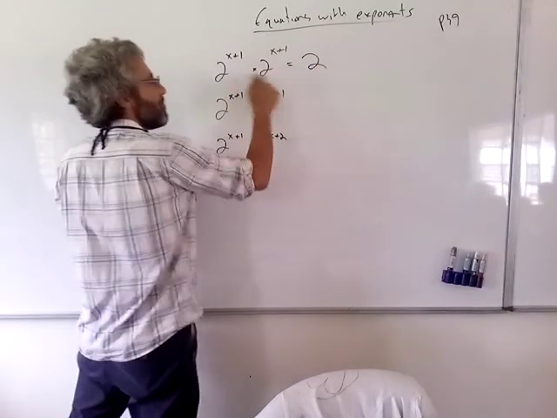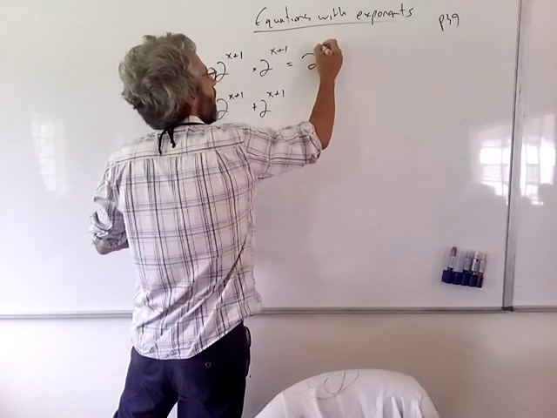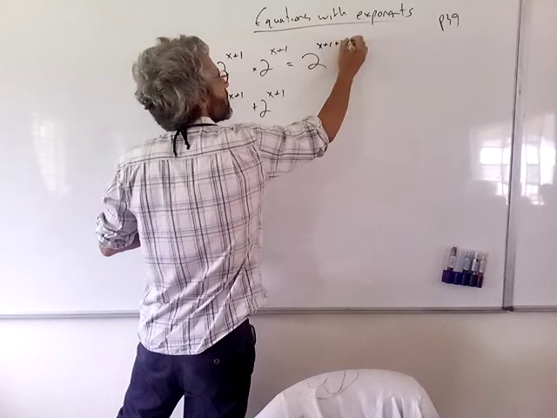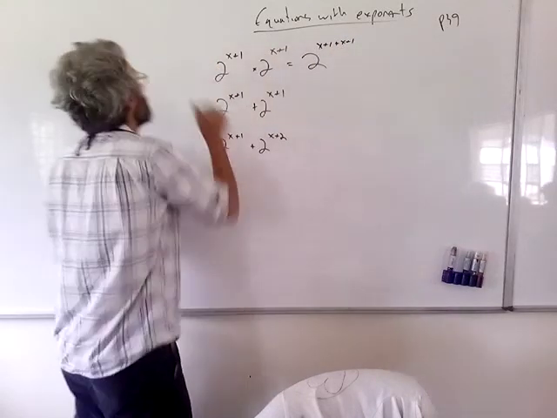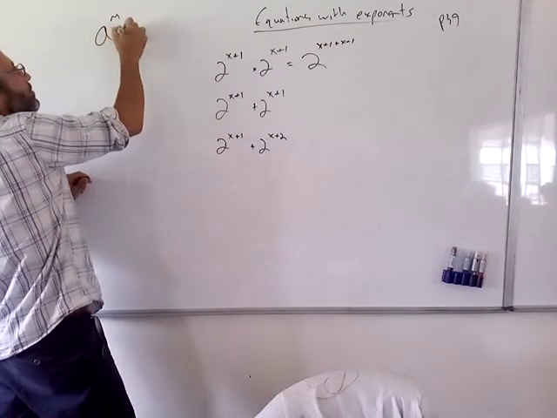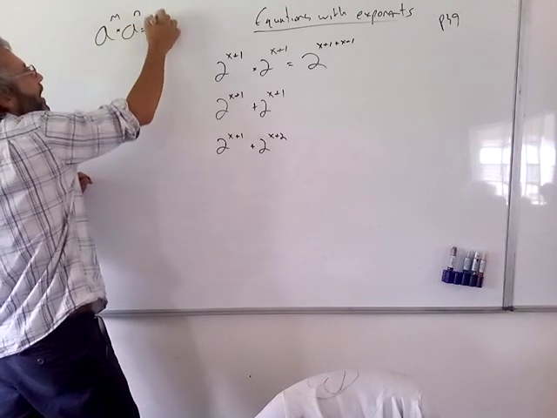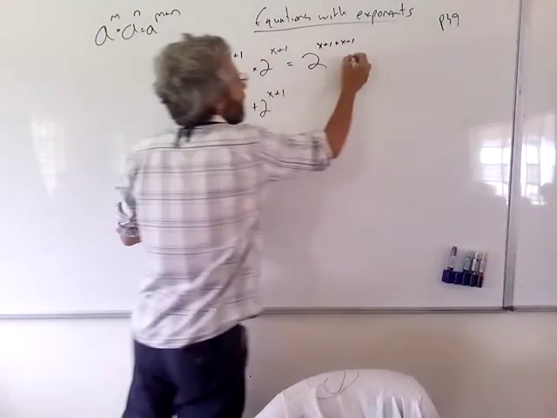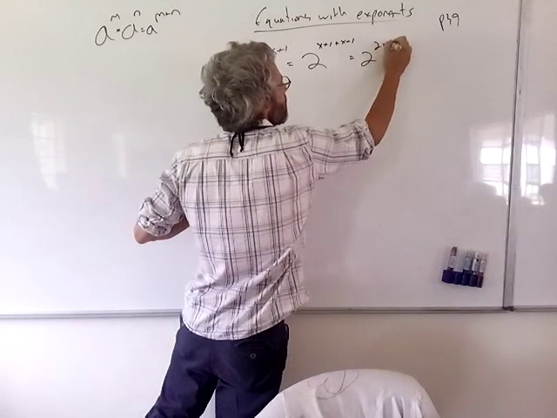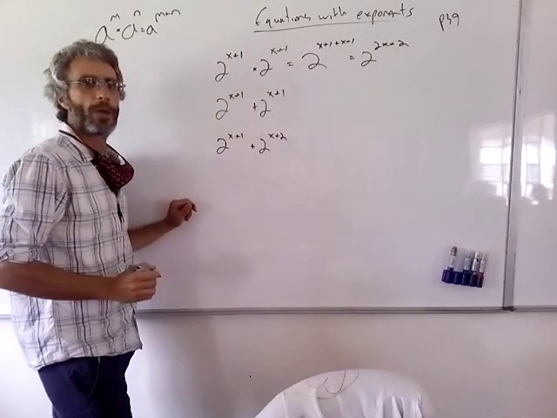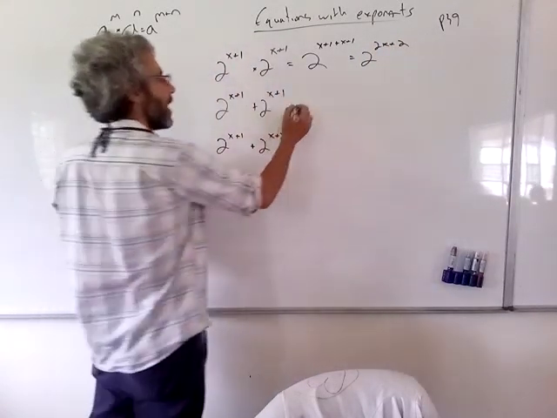You're right. It's the same base, so it's 2. x plus 1 plus x plus 1. I'm adding those two. That's that famous rule, probably the most important one: a to the power m times a to the power n is a to the power m plus n. That means it's 2 to the power 2x plus 2. We okay with that? Now, what about that one?